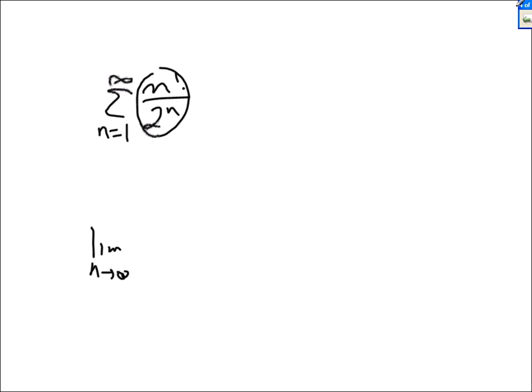You have the summation of n factorial over 2 to the n, where n goes from 1 to infinity. How would you show that this diverges? Now, this is always a sub n. You can't possibly take the limit, I mean, have we ever taken the limit with the factorial?